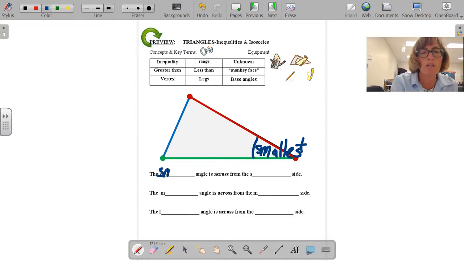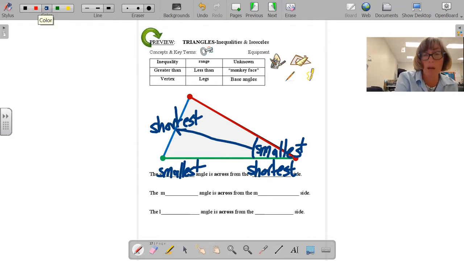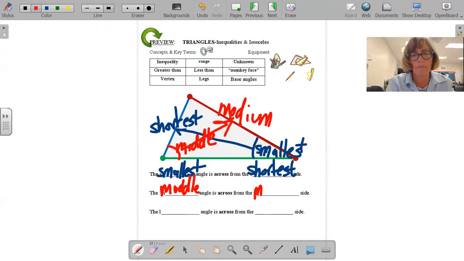So the smallest angle is across from the shortest side. The medium angle, this would be the middle angle, medium. The middle angle is across from the medium side. Middle, medium.